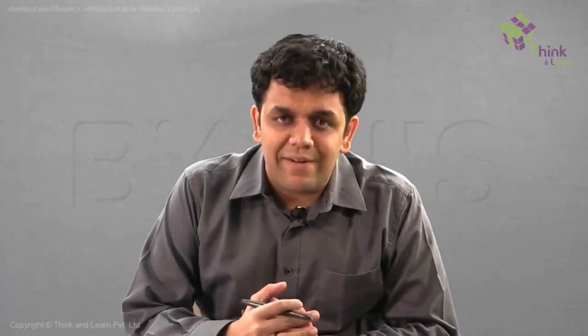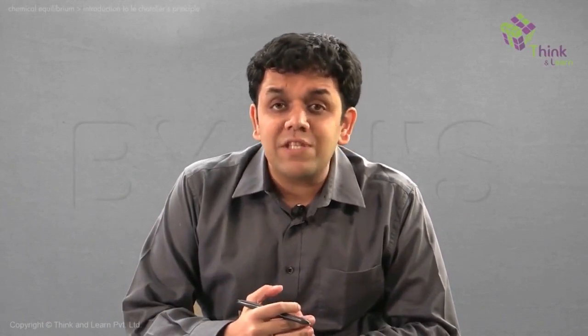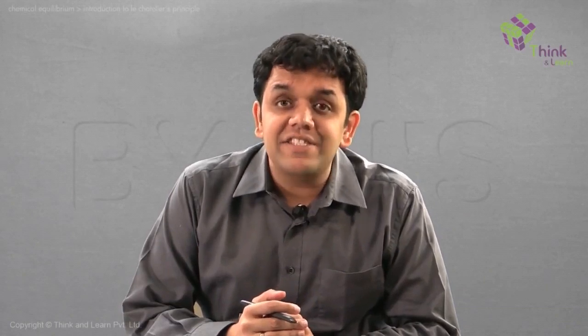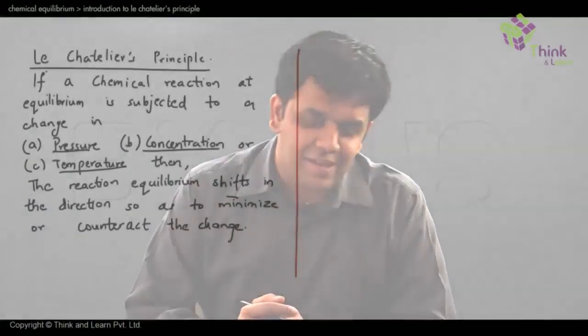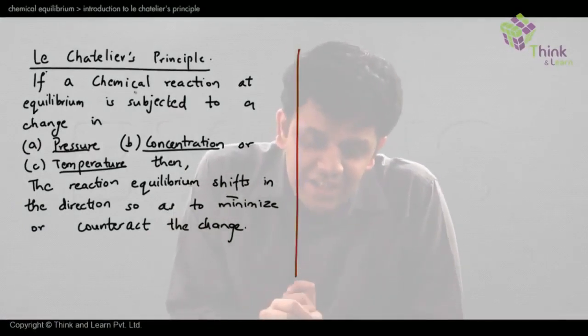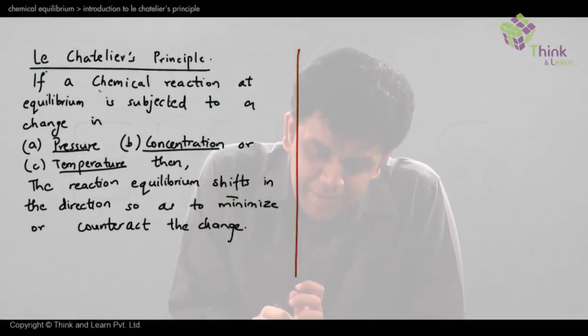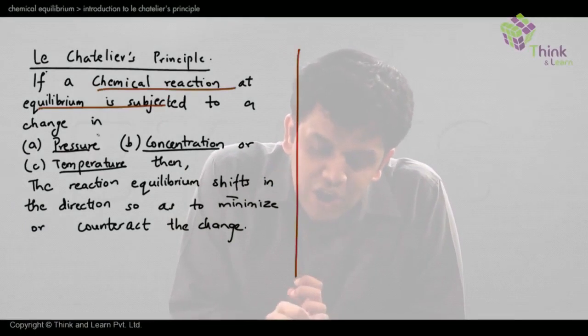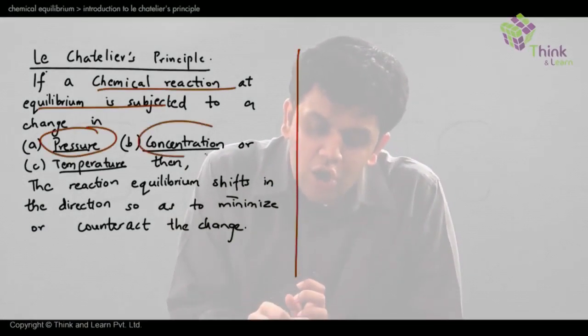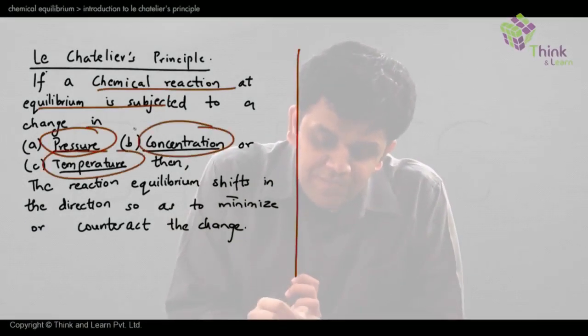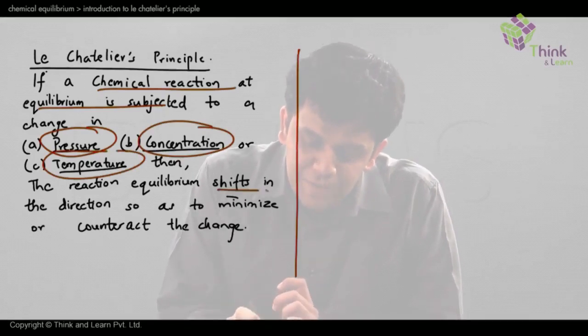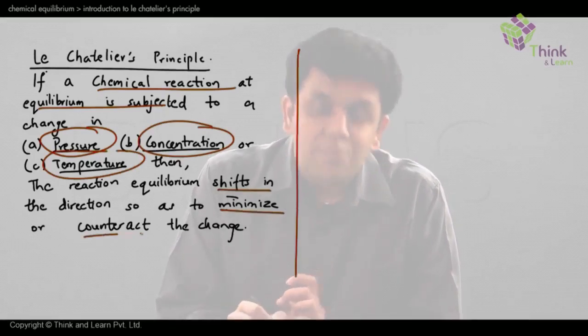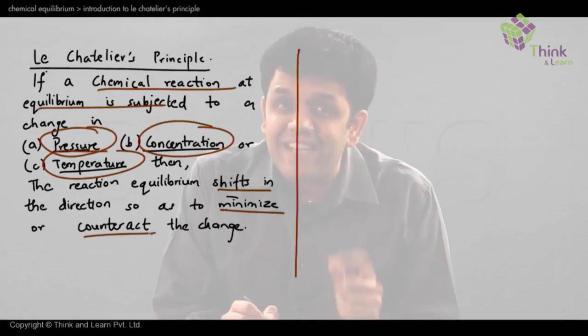Next, we come to perhaps the most important concept in chemical equilibrium. This concept was given to the chemistry world by a person called Le Chatelier and is named after him. This concept is called Le Chatelier's Principle. It states that if a chemical reaction at equilibrium is subjected to a change in pressure or concentration or temperature, then the equilibrium shifts in the direction so as to minimize or counteract the change.